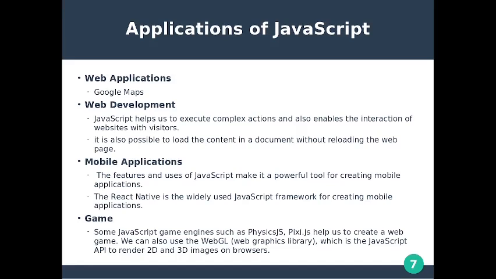And in games, game engines are used. JavaScript game engines such as physics.js and fizzy.js help us to create web games, and we can also use WebGL, the web graphics library, which is the JavaScript API to render 2D and 3D images in the browser. So we can create games.